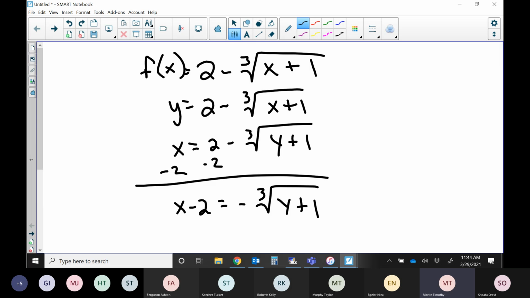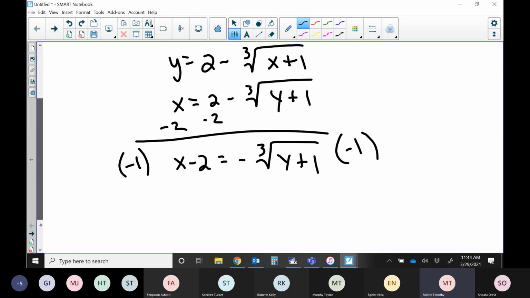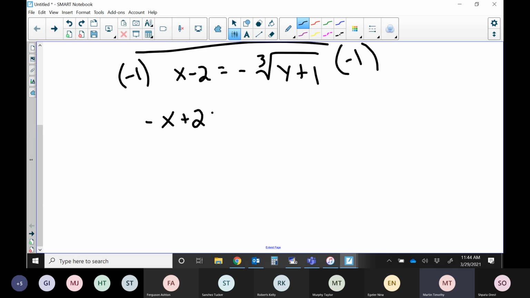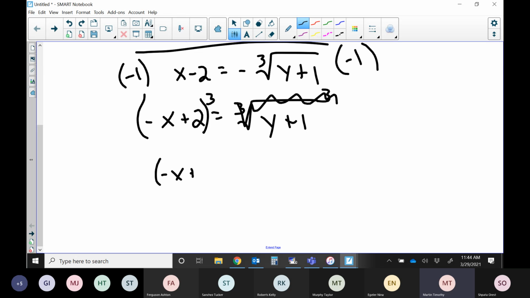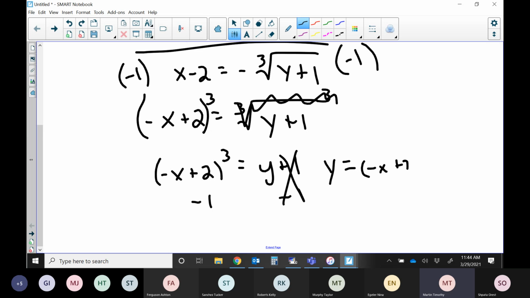We are then going to times by negative 1. And so this is going to become negative x plus 2 equals the cube root of y plus 1. We get rid of the cube root by cubing it, which means this is going to be cubed. So this is gone. So far we have negative x plus 2, cubed, equals y plus 1. And then finally minus 1, minus 1. So for my final answer, I'm going to switch these. So I'm going to put y over here. So y equals, and then all this that's over here: negative x plus 2, cubed, minus 1. And there's my final answer.